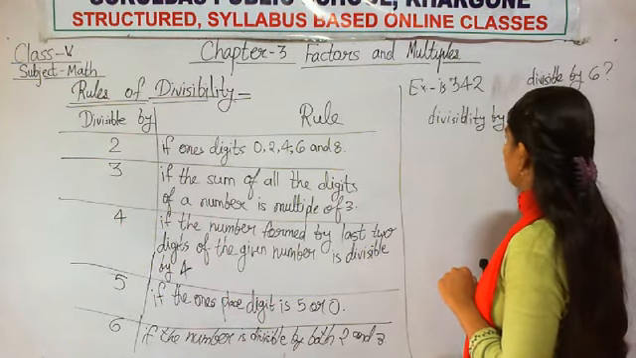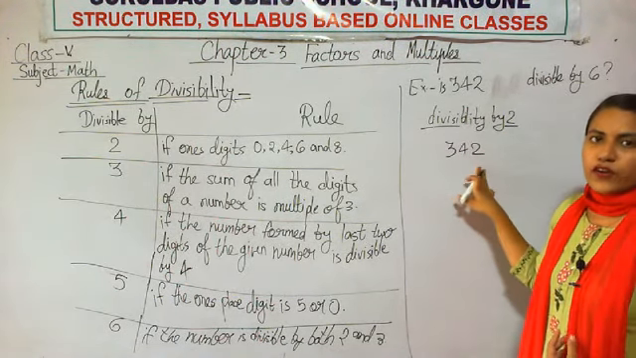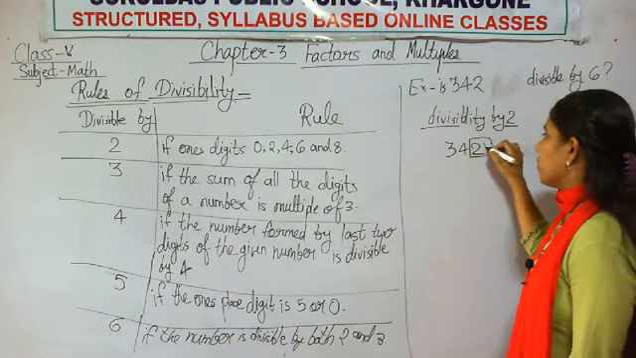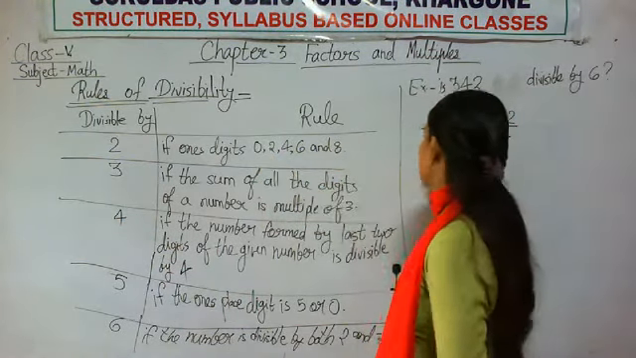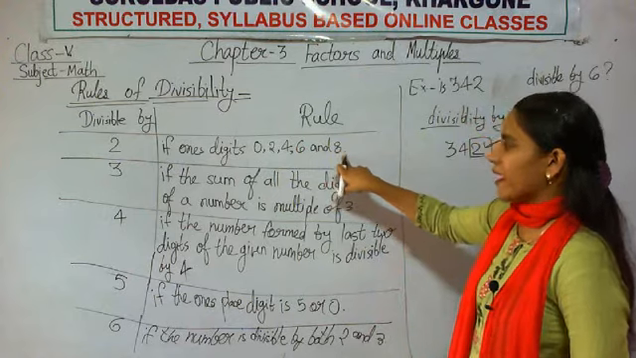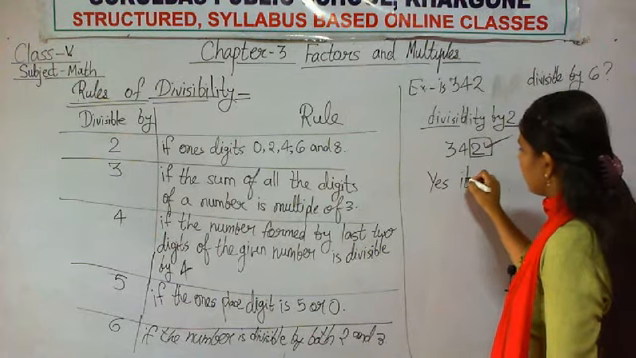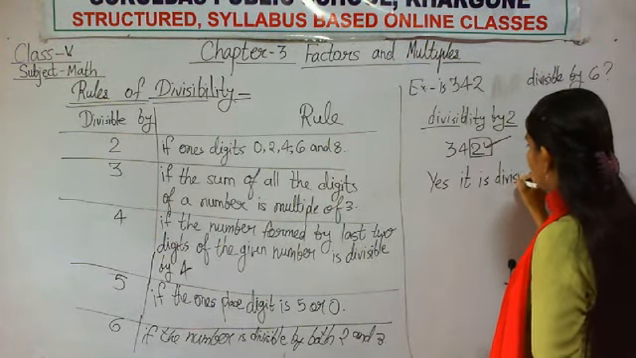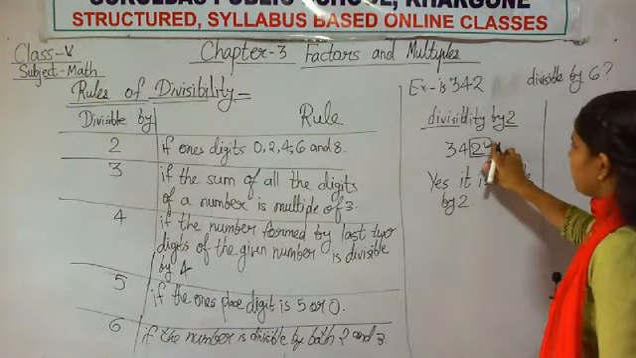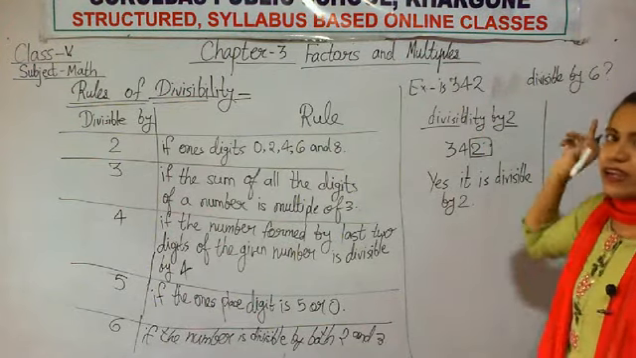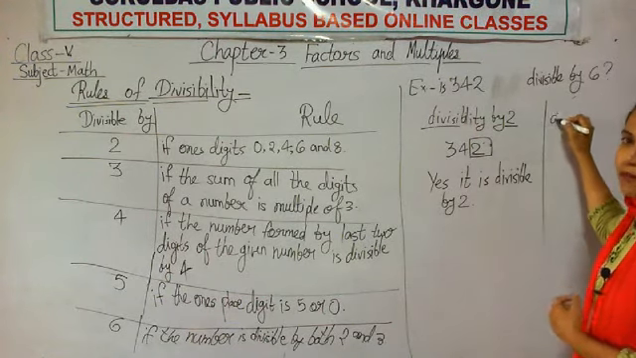So let's check divisibility by 2. For checking the divisibility by 2 in 342, you will check the ones place of the number. If the ones place is 0, 2, 4, 6 or 8, then yes, the number is divisible by 2. So yes, it is divisible by 2. Now for divisibility by 6, you have to check divisibility by both 2 and 3.